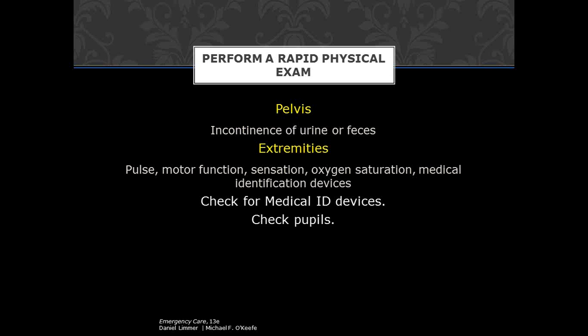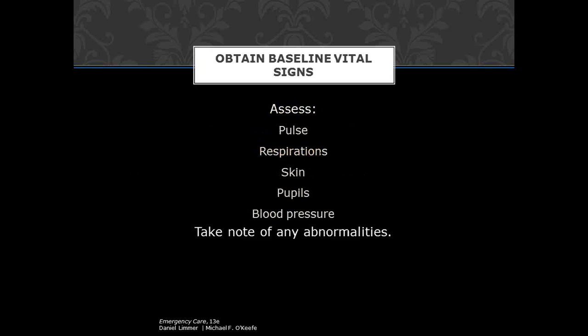Okay. Extremities, we're looking for pulses. If the patient can move and tell us if they can feel, we want to check that. We want to check O2 sats if we have not done so already. Okay. Again, we're looking for bracelets to see if they have any medical identification. Okay. And then we're going to check the pupils because that's the window into our brain. So look at those pupils and see how they're reacting. Okay. We're going to check all of those things.